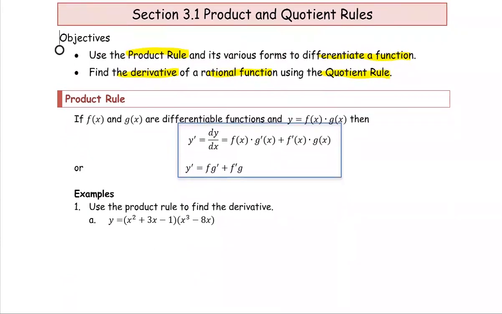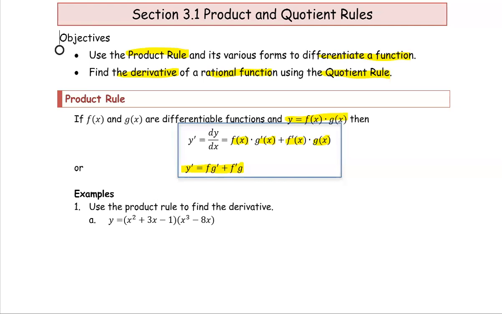Product rule is the rule used to find the derivative of a function that is in the product form of two different functions. If the functions f and g are differentiable and y is in the product form of f and g, then the derivative of y, or dy/dx, is the product of f and g prime added to the product of f prime and g. In the shorter version, y prime is f times g prime plus f prime times g.